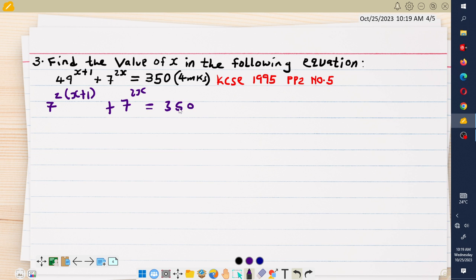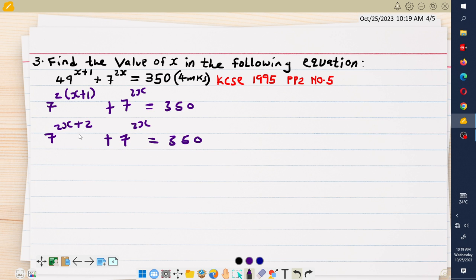So remember, 350 cannot go into a form of 7 power something. That is why I'm not breaking it down. So if I open the brackets on the numerator, that is on the power side, I'm going to have 7 power 2 times x, I'll get 2x. Then plus 2 times 1, I'll get 2. Then plus 7 power 2x is equal to 350.